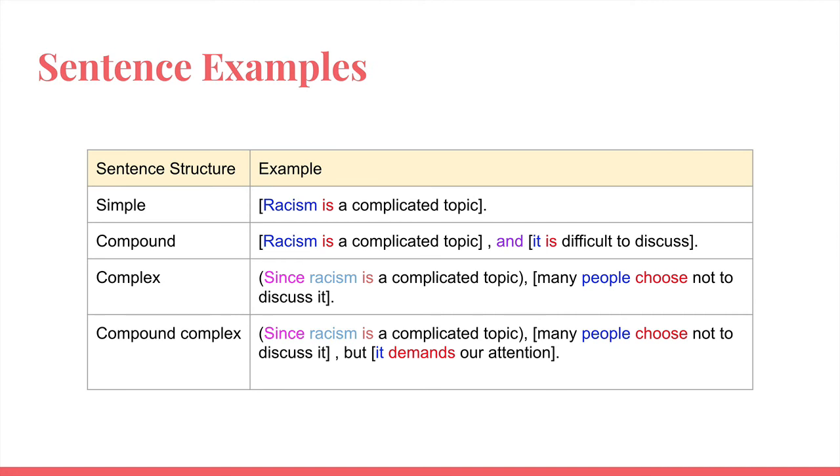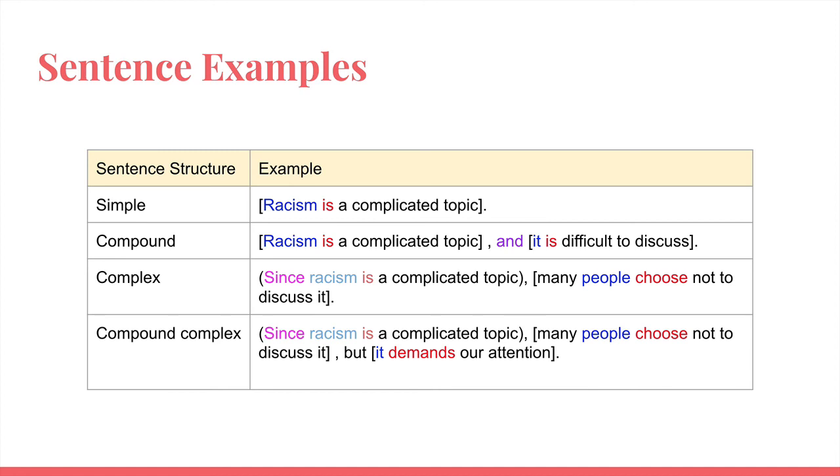A simple sentence is one coordinate clause. "Racism is a complicated topic." A compound sentence is two coordinate clauses. "Racism is a complicated topic and it is difficult to discuss." A complex sentence would be a coordinate clause followed by any number of subordinate clauses. "Since racism is a complicated topic, many people choose not to discuss it." So there you have one coordinate clause, "many people choose not to discuss it." And you also have a subordinate clause, a piece that can't stand by itself because of the word "since."